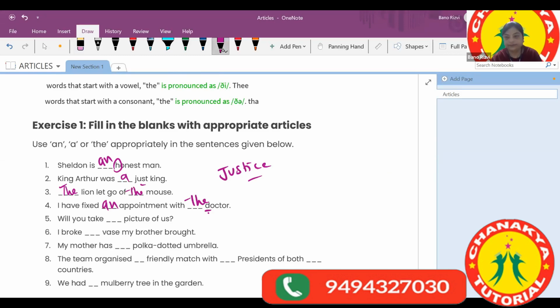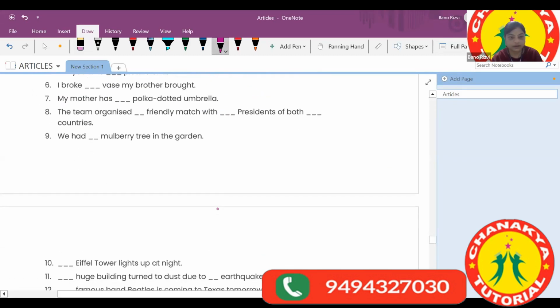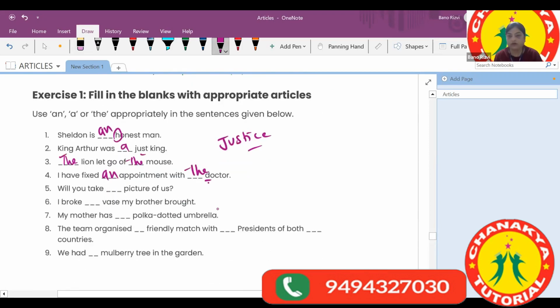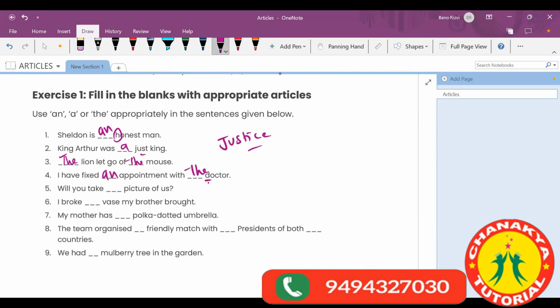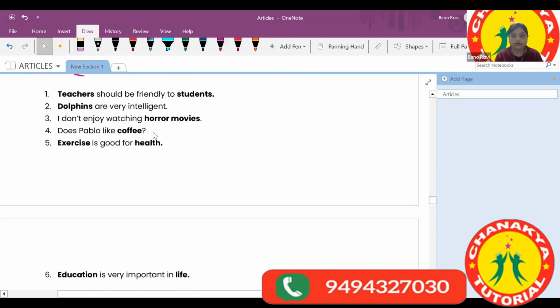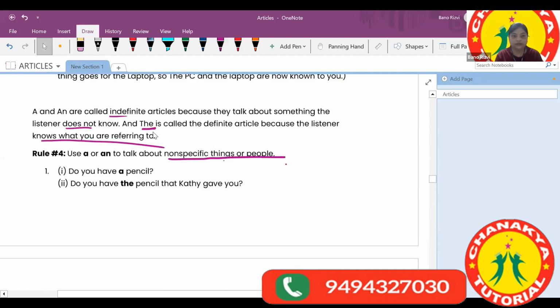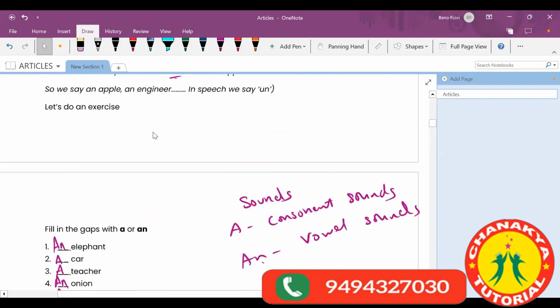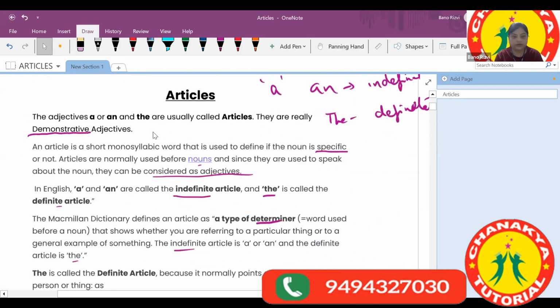Let's do the next one. Do one thing. I will give you this exercise for homework. Okay. We are going to run out of time, so I will take up the questions. Did all of you understand all the rules of grammar of articles? Anybody has any questions?